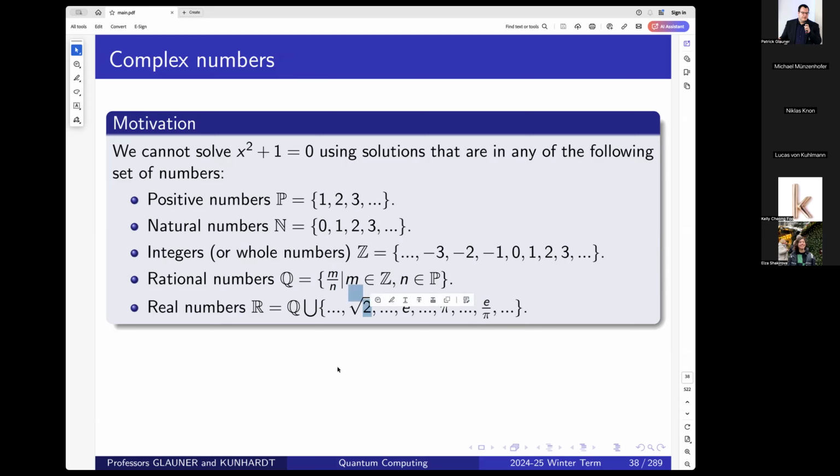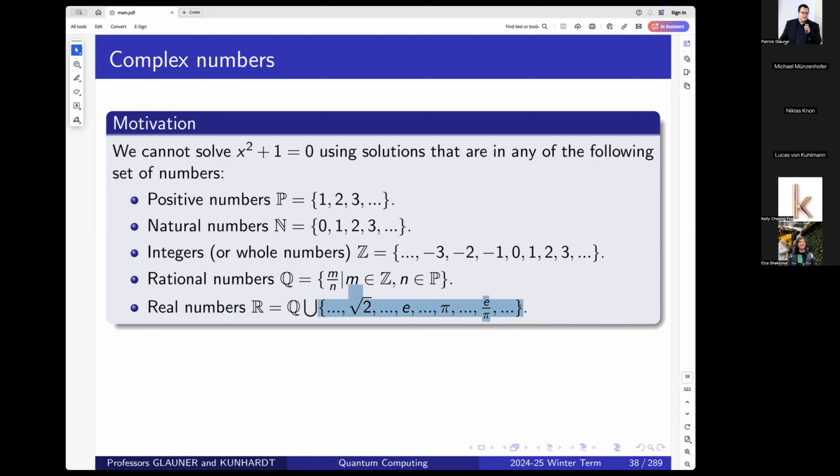Like the square root of 2 cannot be described by a fraction, or e, or pi, or many others like a fraction of e and pi, and so forth. So, because e divided by pi doesn't fall into here, because we said m must be from the integers and n from the positive numbers. But e and pi are both real numbers.